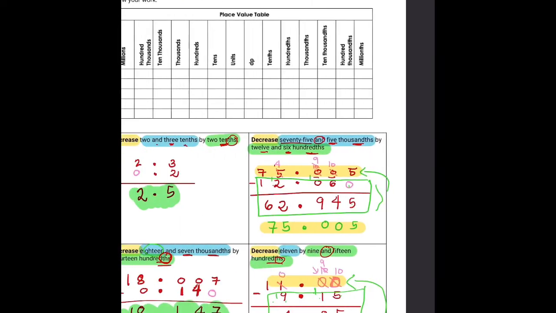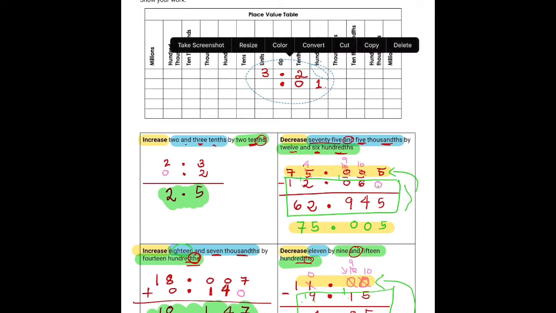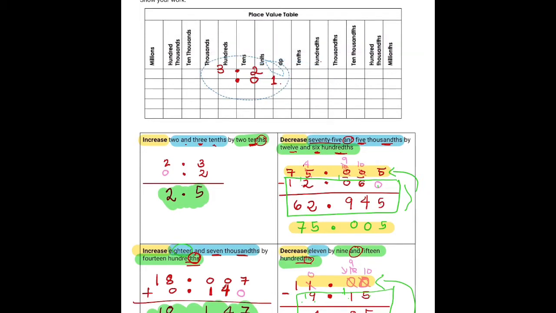So 3 and 2/10, okay? By 1/100, okay? So let's just write it over here. 3 and 2/10, and then 1/100, 1 in the hundredths place. So I put a 0 there, okay? So I can just copy this and go to the next page, okay? And paste it over here. You can do that, okay? So why don't we just use that?